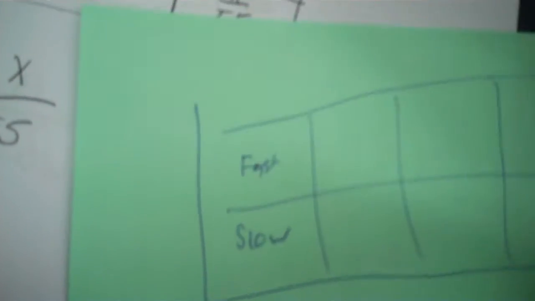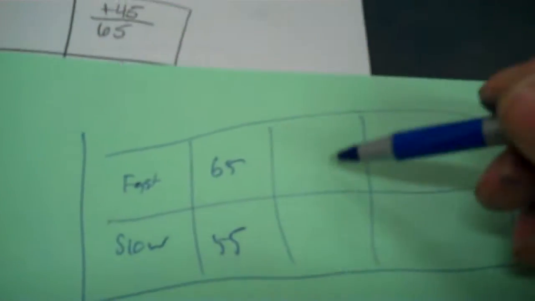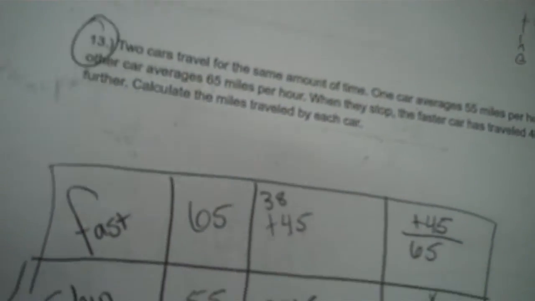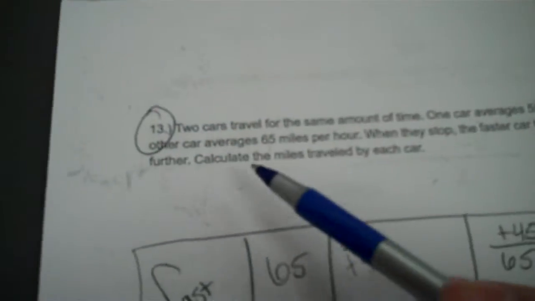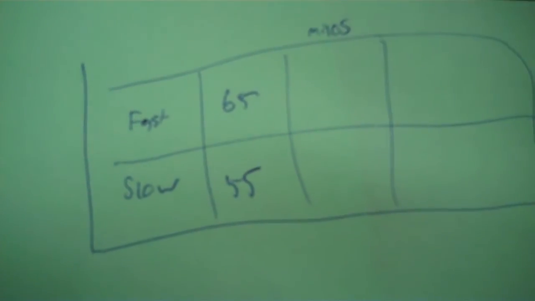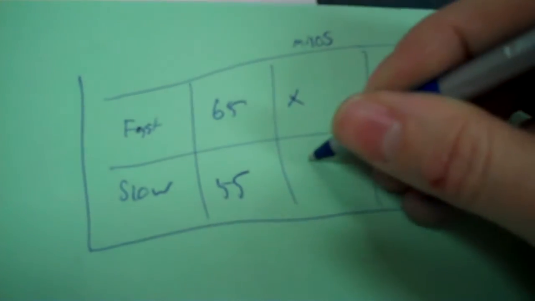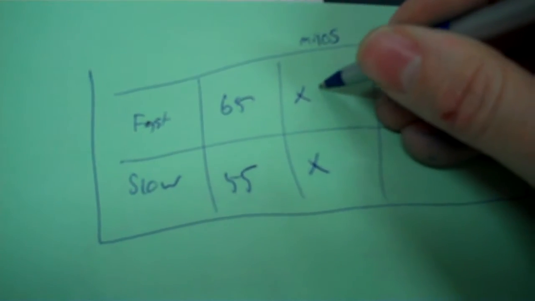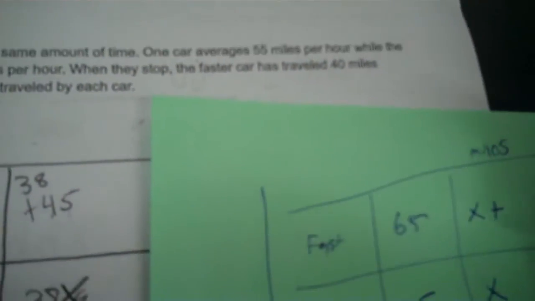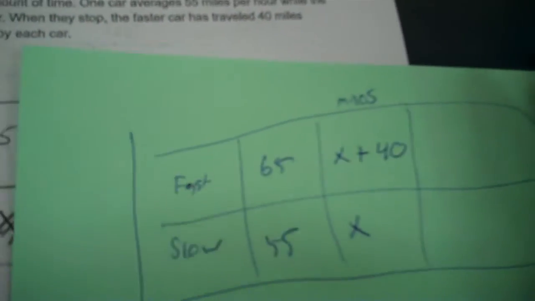So you got fast, slow. 65, 55. Okay, now in here, this right here is the distance traveled. This is just the miles without the per hour. Now, this guy right here traveled 40 miles further, okay? But we don't know how far either car traveled, so we'd put X's in both parts, but I'm allowed to add 40 miles further with that X right there.